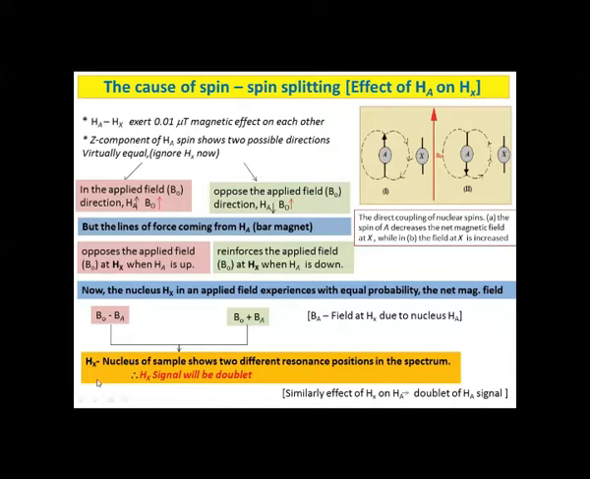And the HX nucleus of a sample shows two different resonance positions in the spectrum. Thus, the spectrum will show the HX signal to be a doublet. And that doublet is due to the influence of the HA proton on the HX proton. Similarly, the effect of the HX proton on the HA proton also causes the HA signal to be a doublet.